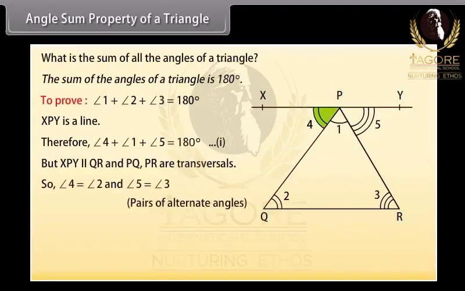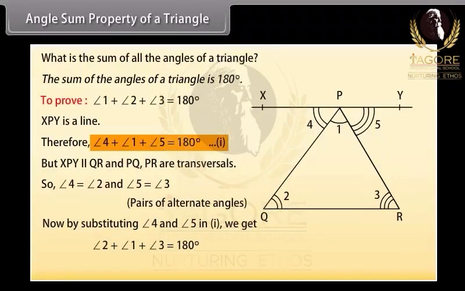But XPY is parallel to QR, and PQ, PR are transversals. So angle 4 is equal to angle 2 and angle 5 is equal to angle 3 because these are pairs of alternate angles. Now by substituting angle 4 and angle 5 in 1, we get angle 2 plus angle 1 plus angle 3 is equal to 180 degrees. Or we can write it as angle 1 plus angle 2 plus angle 3 is equal to 180 degrees.